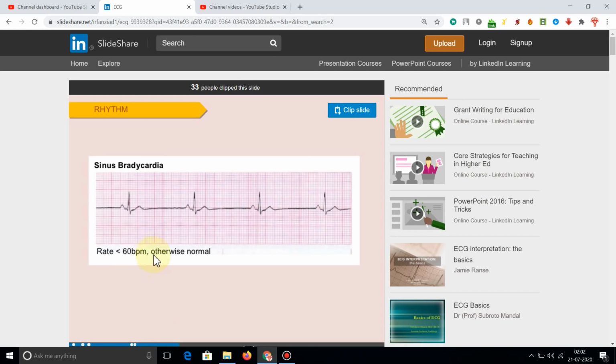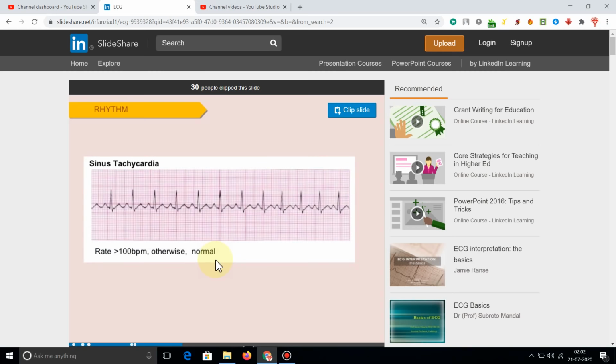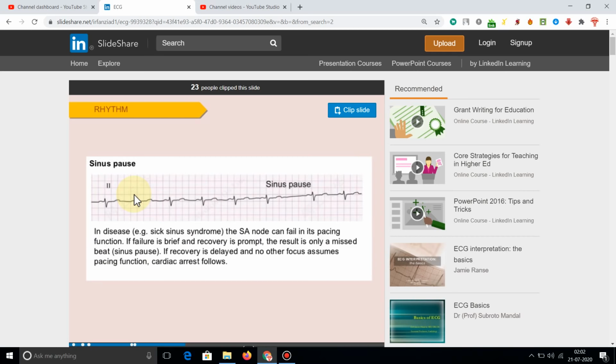Sinus bradycardia: the rate is below 60 beats per minute, otherwise normal. Sinus tachycardia: the rate is above 100, otherwise normal. The rhythm is the same but the rate is high, so it is sinus tachycardia.